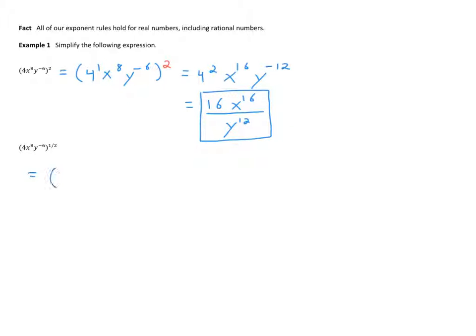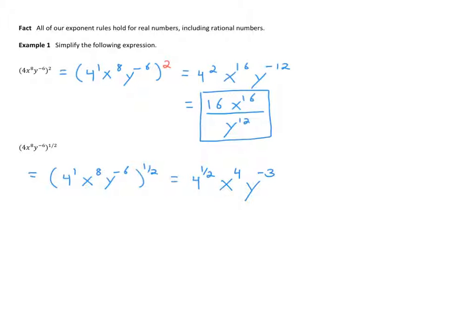So I'm going to start by rewriting the problem. This is really 4 to the first, x to the 8th, and y to the negative 6, all to the 1/2. If I multiply that 1/2 to every single exponent, I get 4 to the 1/2. The reason for that is 1/2 times 1 is a half. My next term would be x to the power of 1/2 times 8, which is 4. And lastly, I get y to the 1/2 times negative 6. The product of those two numbers is negative 3.